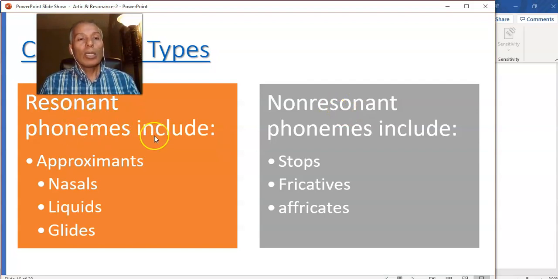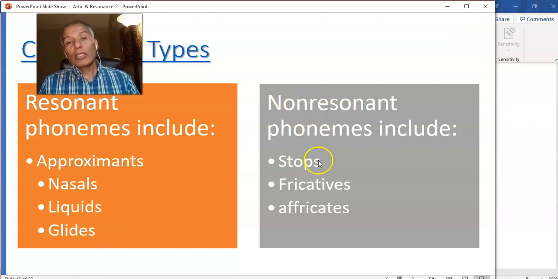So here, the resonant phonemes include, don't worry about approximants, but you can say nasals, liquids, and glides. And non-resonants include stop sounds, also called plosives, fricatives, and affricates. Okay, remember, affricates have 2 F's, affricates.